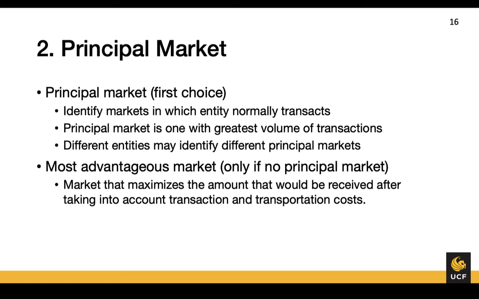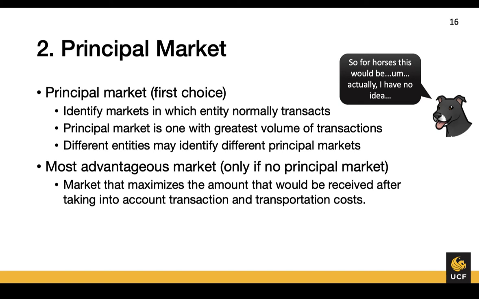Once we've identified the highest and best use for a non-financial asset, we need to next identify the principal market. First, we will identify markets in which the company who owns the asset or liability normally transacts. From that list, the principal market is the one that has the greatest volume of transactions flowing through it. Because not every company has access to the same markets, it is possible that different entities will identify different principal markets. If for some reason we can't identify a principal market, then we will use the most advantageous market. The most advantageous market is the one that would maximize the amount received in our fictitious sale into the market.